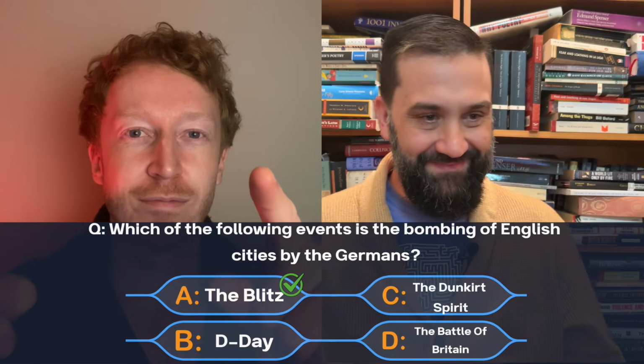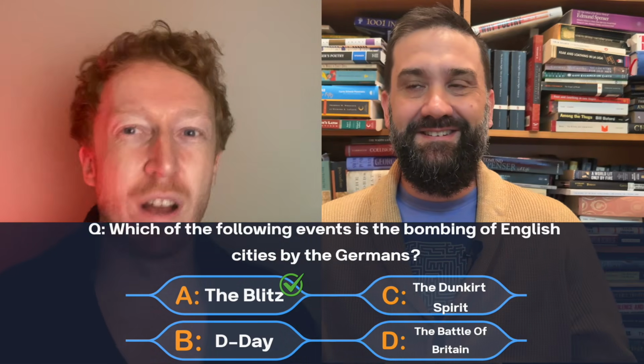That's sweet. This is a good start. I'm pretty surprised that an American knows anything about the UK. Yeah, you are correct. The Blitz was when the Germans, during World War II, dropped lots and lots of bombs all over the UK, really, but especially in London. So yeah, you are correct. Let's go to question 3.